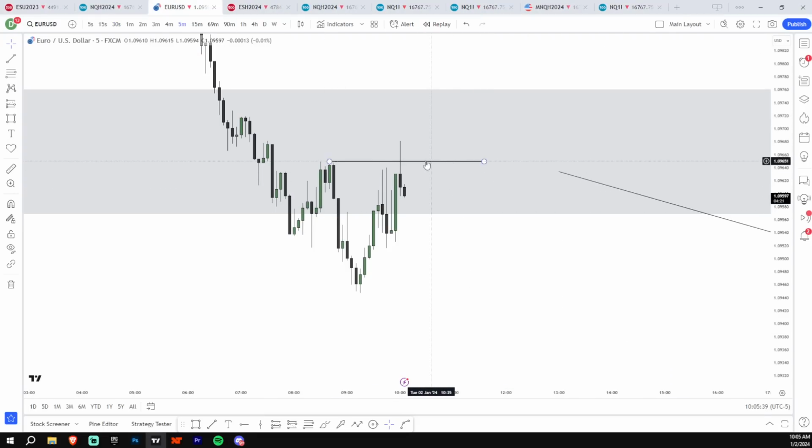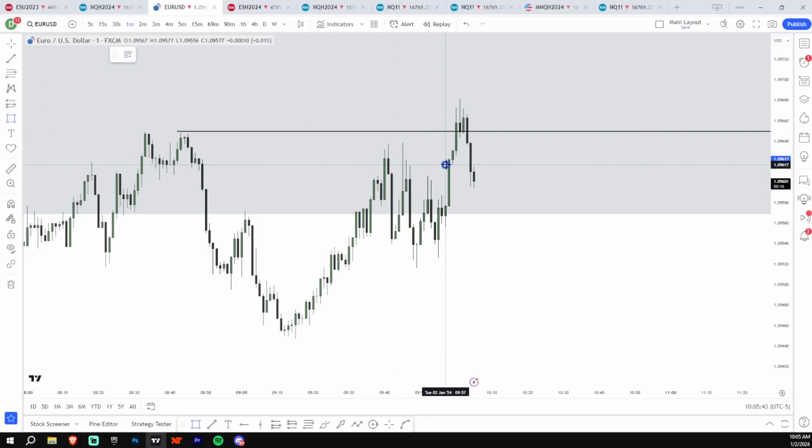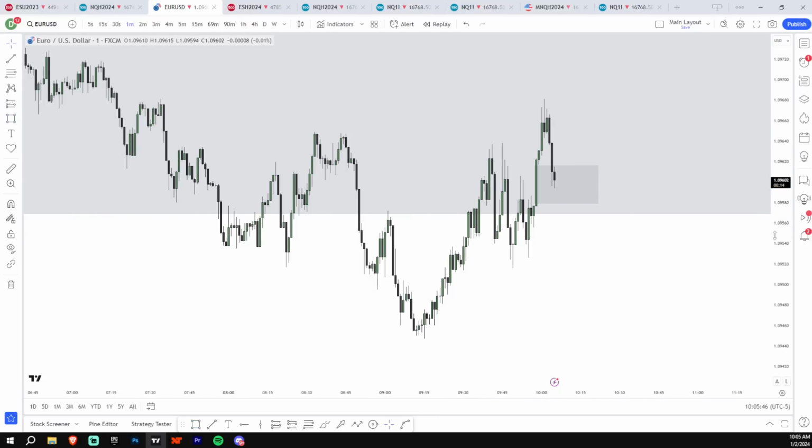Let's see. Yeah, so we just swept this high. Oh, okay, this would be fine. I like this short. The only problem is the kill zone ended.